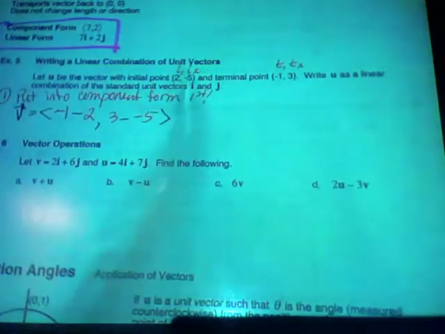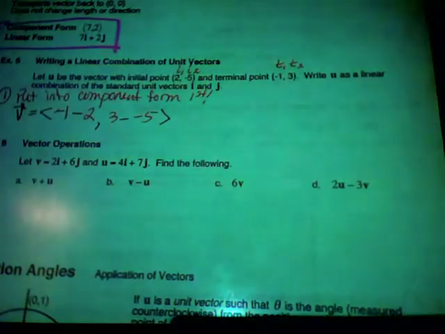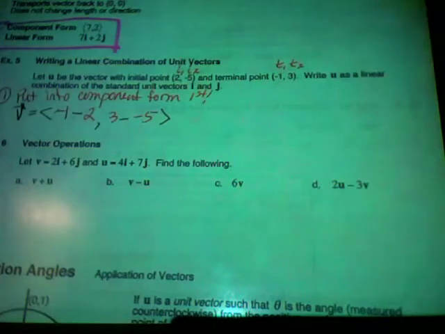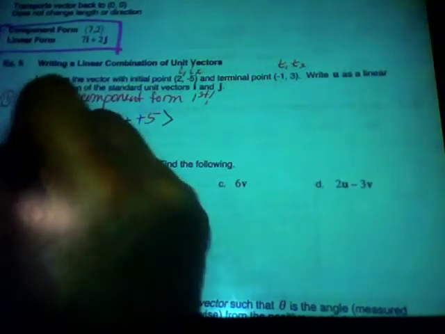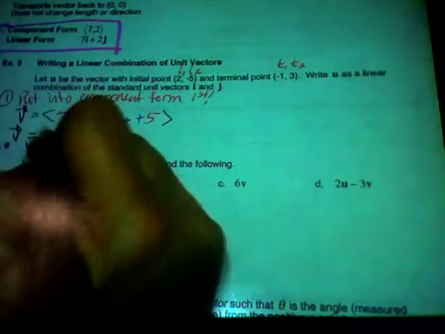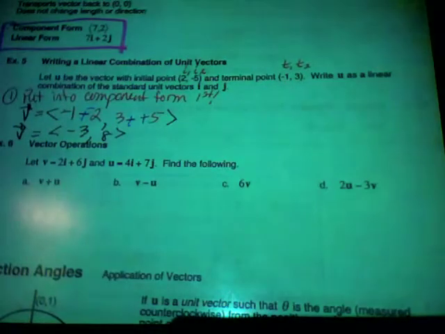I would suggest that you don't do it in your head. Do it on paper, because you can see here that sign errors could be an issue, right? So if I add the opposite, my component form is now -1 and -2, -3, and 3 and 5, 8. So that's first my component form.